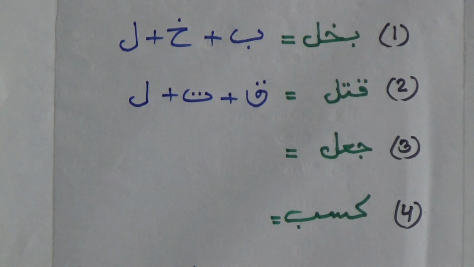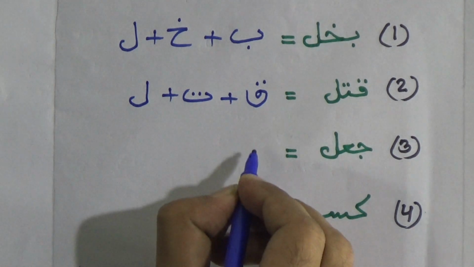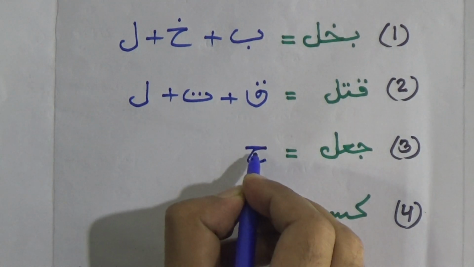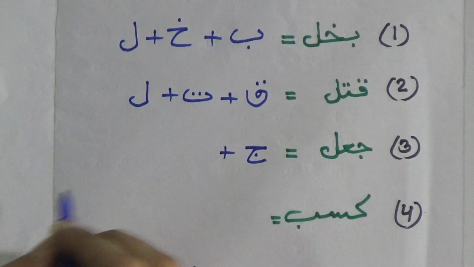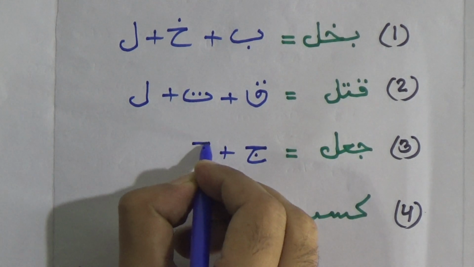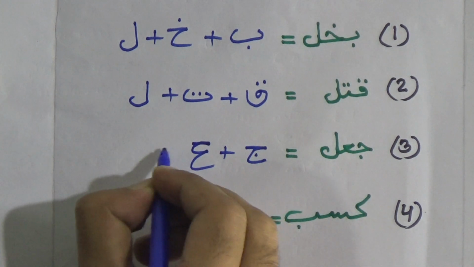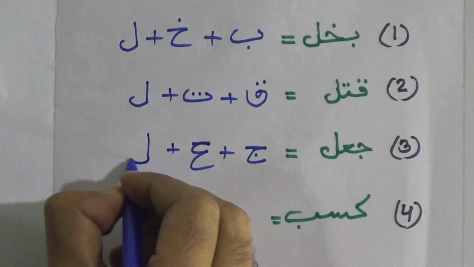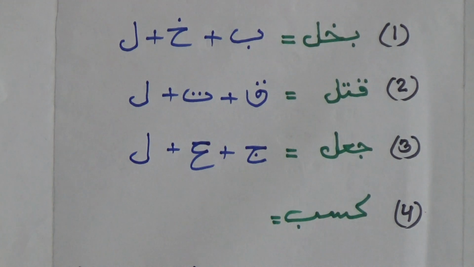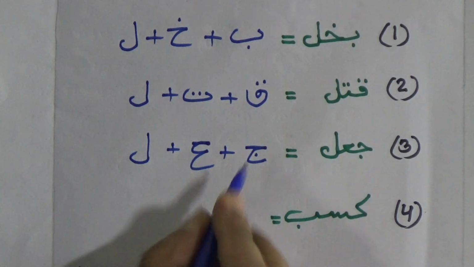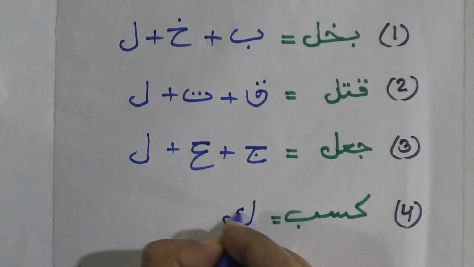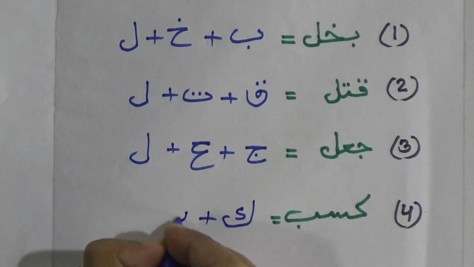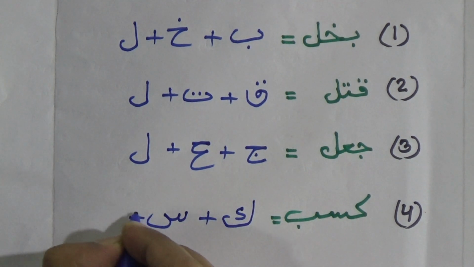Number 3, Ja'ala. There are 3 letters in this word. So at first, Jim, Ain, and Lam. Number 4, Kasaba. There are 3 letters in this word. Kaf, Sin, and Ba.